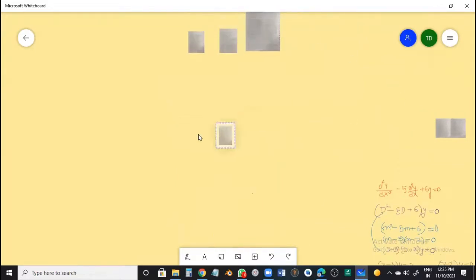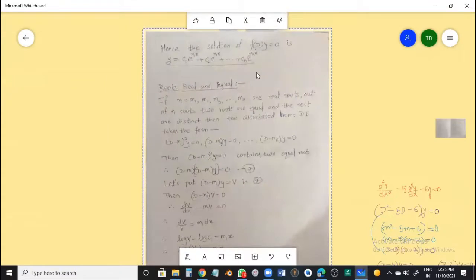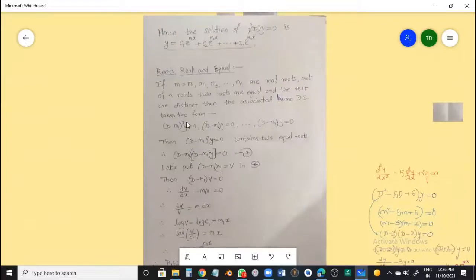Now let us go to the 4th page. Here I have explained when the roots are real and equal. So for sample, what we did was we have taken two values equal and rest all are distinct. So m equal to m1 comma m1, then m3, m4, and so on up to mn. These are the real roots.